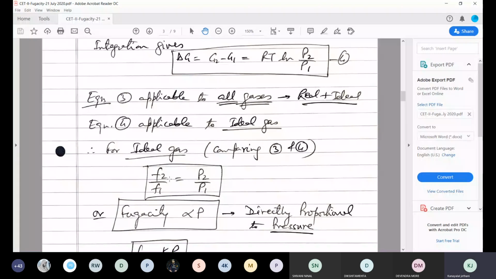So F2 is equal to P2, and F is some constant times P. You can say F2 by F1 is equal to P2 by P1. That means fugacity F is proportional to pressure. Just like we write V2 by V1 is equal to what? For ideal gas we took PV equal to RT. If you keep pressure constant, how is volume related to temperature? V1 by V2 is equal to T1 by T2. Similarly, F2 by F1 is equal to P2 by P1. There, volume is proportional to temperature for ideal gas at constant pressure. Here, fugacity is proportional to pressure. If pressure increases, fugacity increases, and if pressure decreases, fugacity decreases.